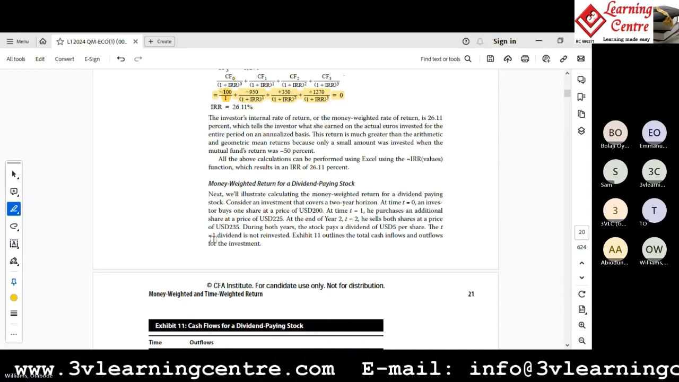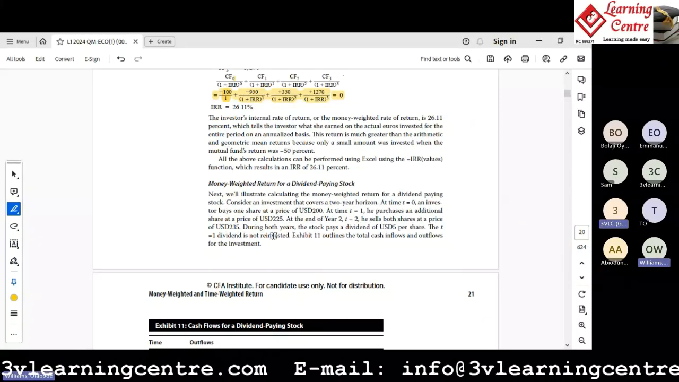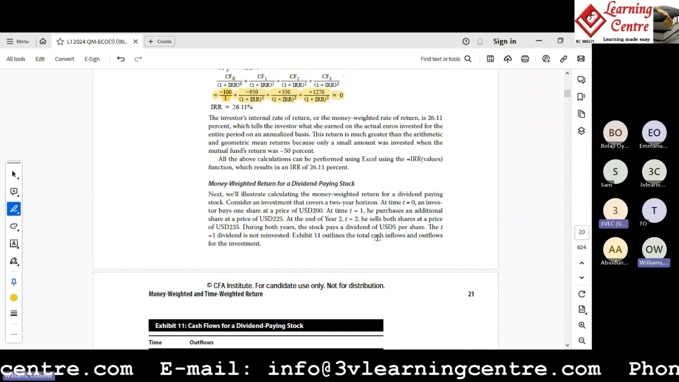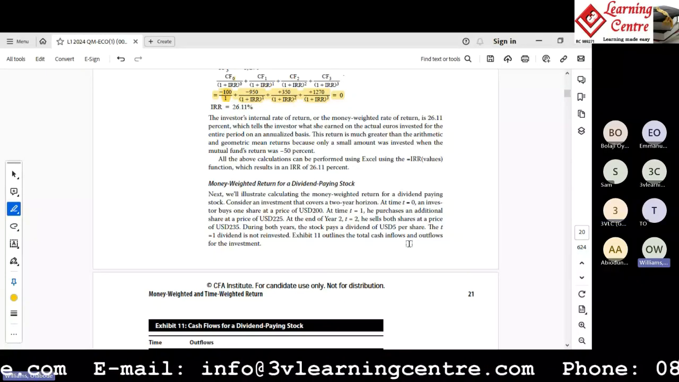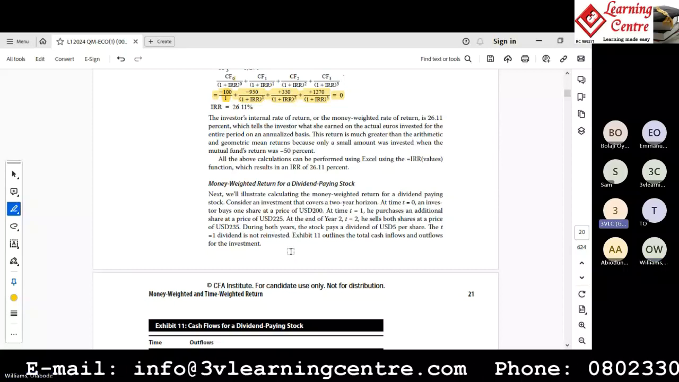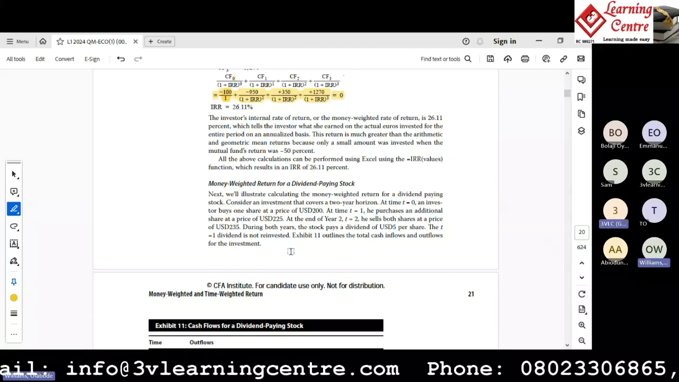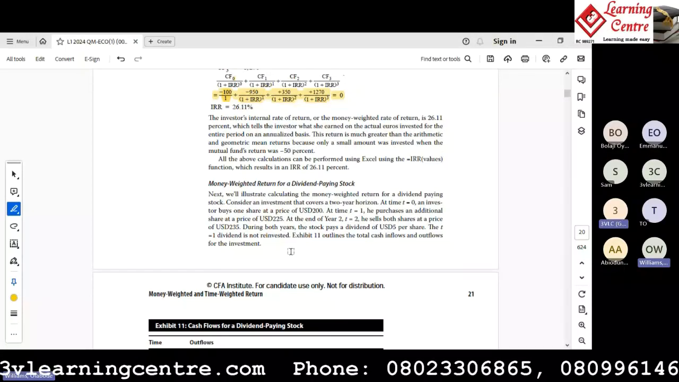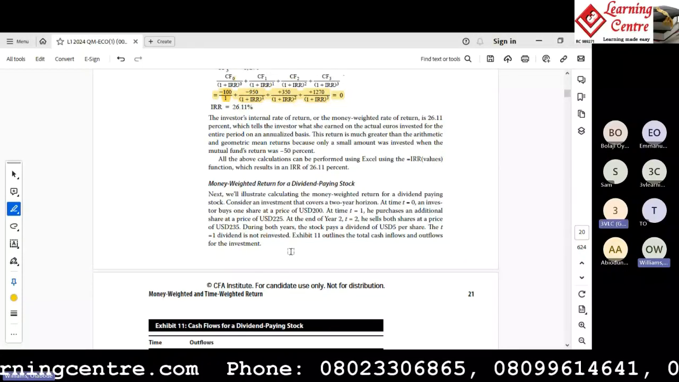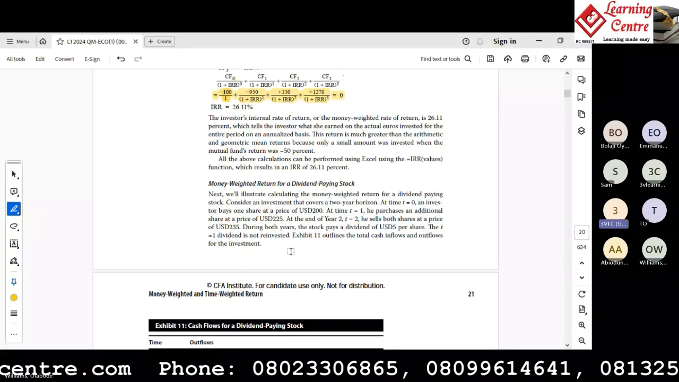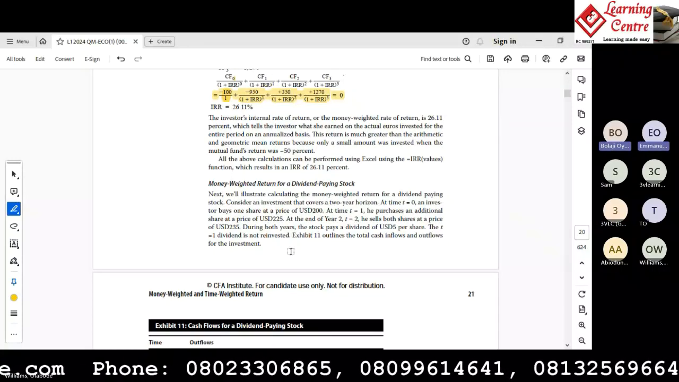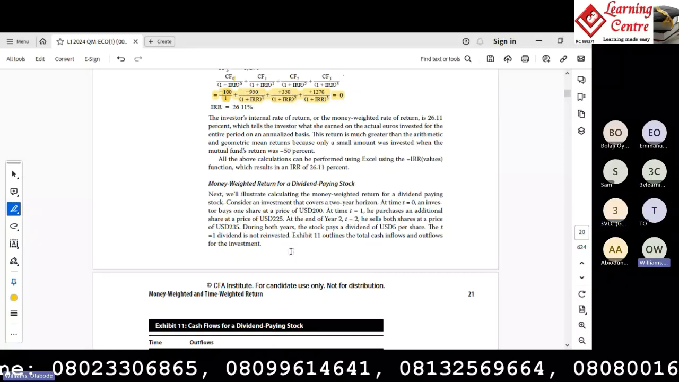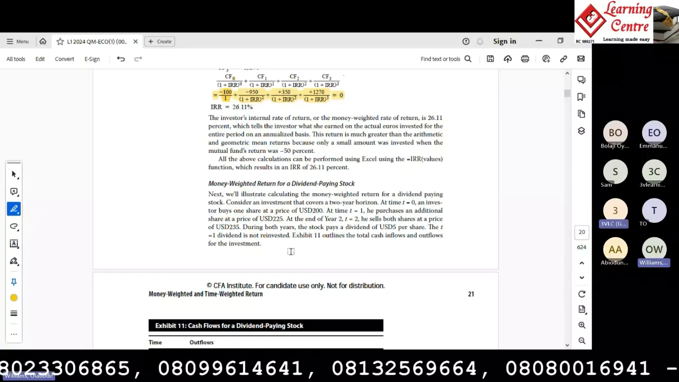The T equals 1 dividend is not reinvested. So Exhibit 11 outlines the total cash inflow and cash outflow. Now let me ask a question to the general house. Dividend payment, is it a cash inflow or cash outflow? Cash inflow. Good, because as an investor, it came back to you.